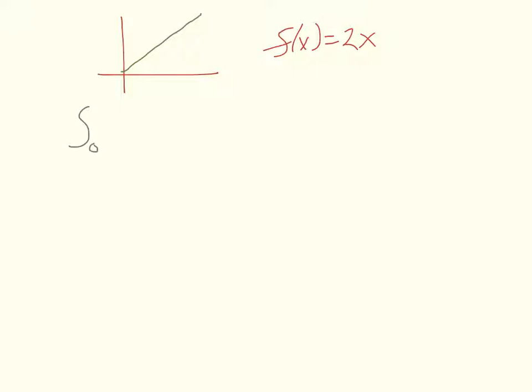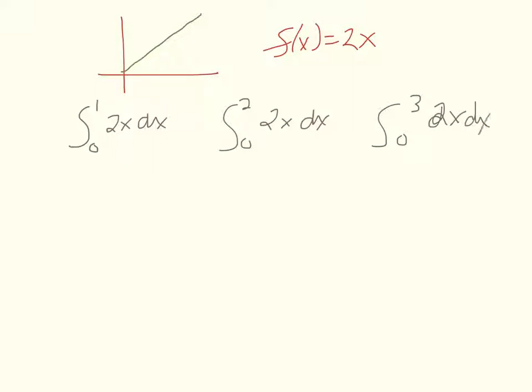So we're going to take a look at what is the area bounded by this curve from 0 to 1, from 0 to 2, from 0 to 3. Then we're also going to take a look at what is the area from 1 to 3.